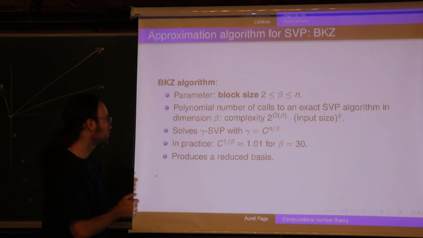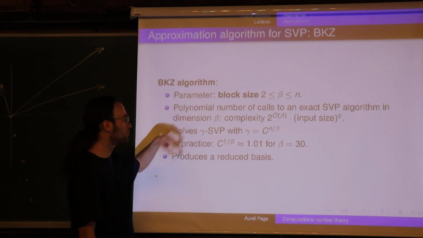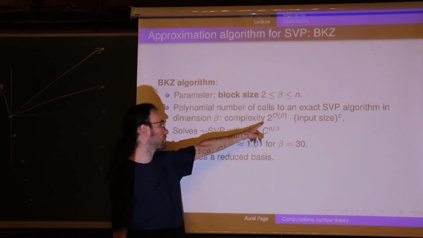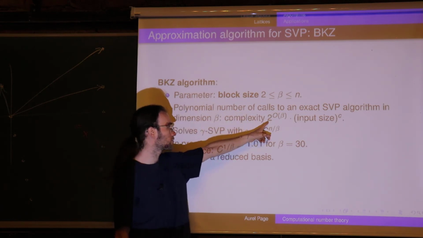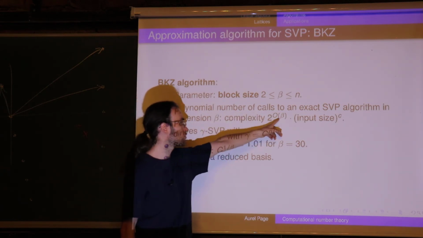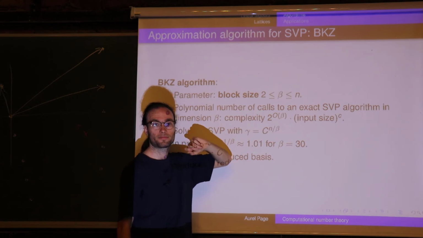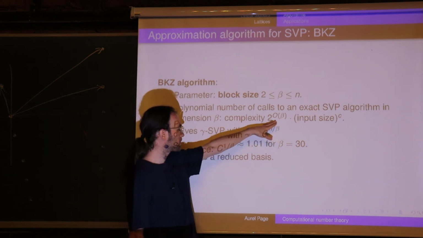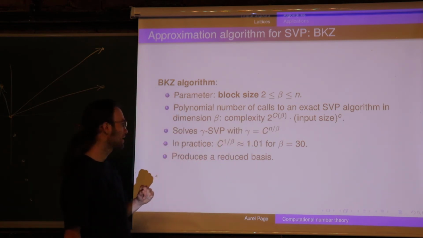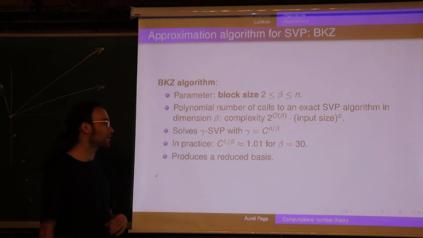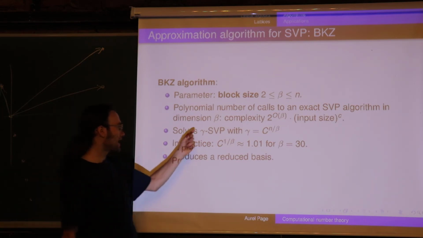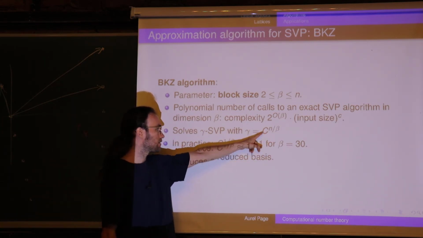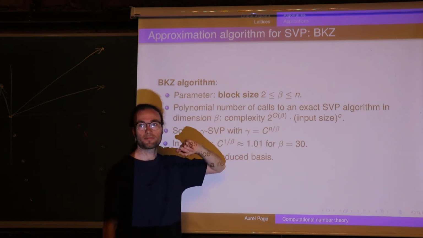Okay? And so it's going to make a polynomial number of calls to this solver in dimension beta, which by the previous algorithms, we can solve in time exponential in beta. So the time it takes is something polynomial times 2 to the O of beta. And what is the quality that you get for that? Well, it solves gamma SVP with gamma, which is C to the n over beta.